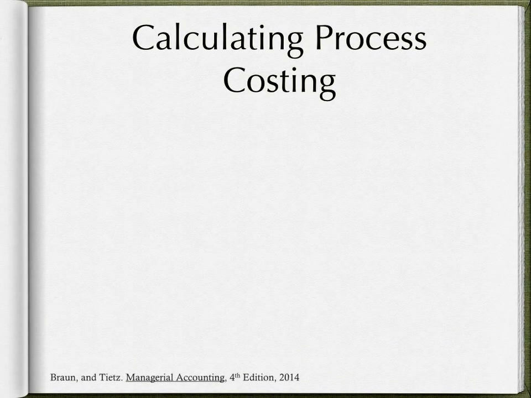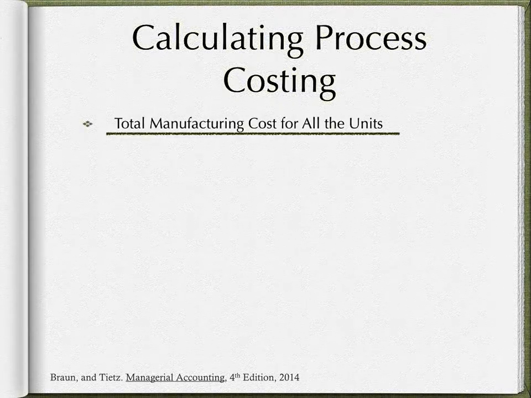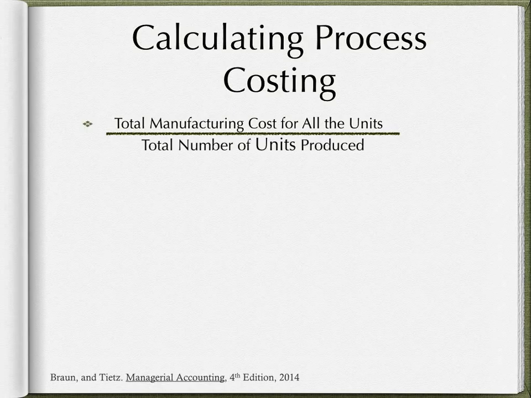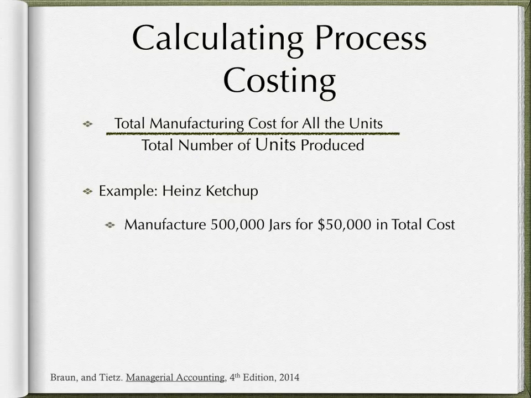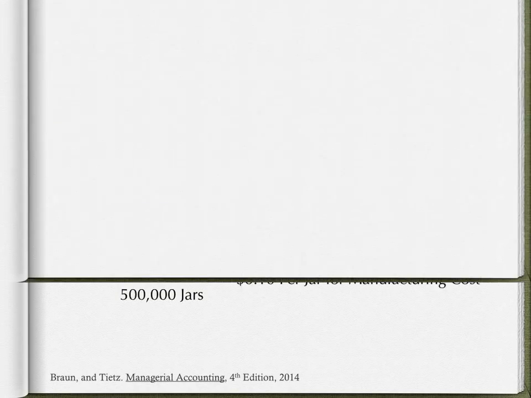To calculate manufacturing costs for a single unit using process costing, companies take the total manufacturing cost for all the units and divide it by the total number of units produced. Let's go back to Heinz ketchup. Say the company manufacturing cost for 500,000 jars was $50,000 in total. Using process costing, we divide $50,000 by 500,000 jars to get 10 cents per jar for manufacturing costs.